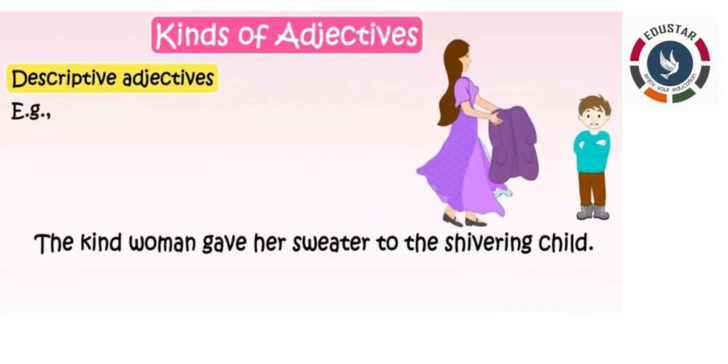And your next example is, the kind woman gave her sweater to the shivering child. Which is the naming word here? Woman. So, you are going to ask what kind of a woman? She is a very kind woman. It tells you about her quality. Here the word kind is telling us about the quality of the woman, which is her kindness. Can you understand?